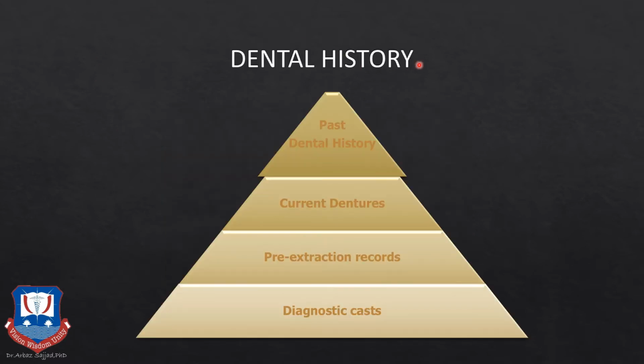Now, coming to the dental history. Dental history consists of the past dental history, whether the patient is wearing current dentures and what is the condition of these dentures, the patient's pre-extraction records, if any are available, and if any diagnostic casts are available. These all offer us a key insight into the patient's dental history and what needs to be done to address any issues that may be pre-existing.